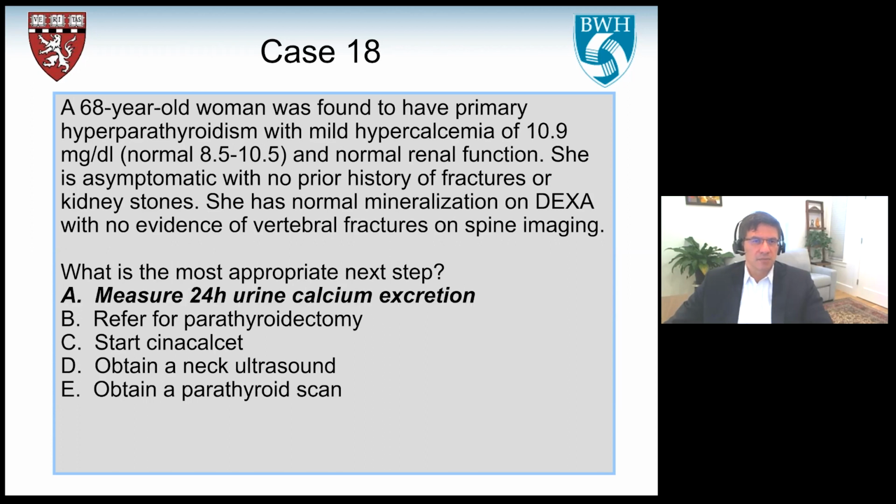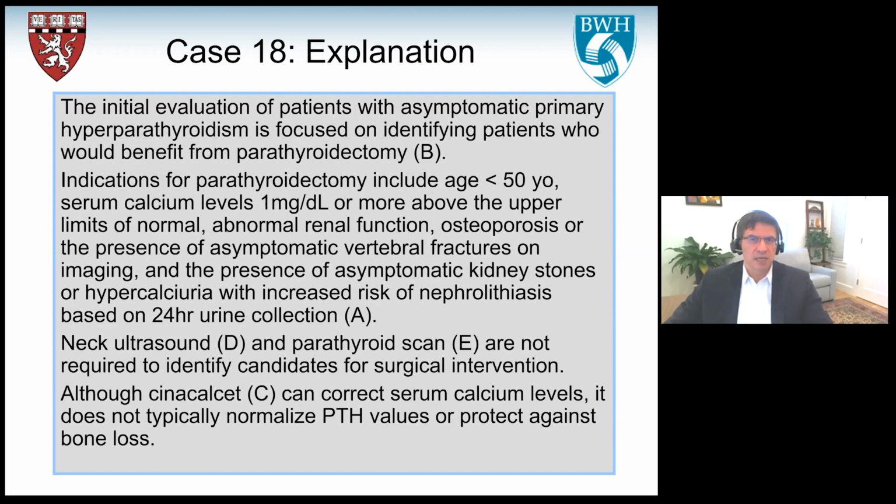The right answer is A, measure 24-hour urine calcium excretion. So the initial evaluation of patients with asymptomatic primary hyperparathyroidism is focused on identifying patients who would benefit from parathyroidectomy. Indications for parathyroidectomy include age less than 50 years, serum calcium levels 1 milligram per deciliter or more above the upper limits of normal, abnormal renal function, osteoporosis or the presence of asymptomatic vertebral fractures on imaging, and the presence of kidney stones or hypercalciuria with increased risk of nephrolithiasis based on 24-hour urine collection, which makes option A the right answer.